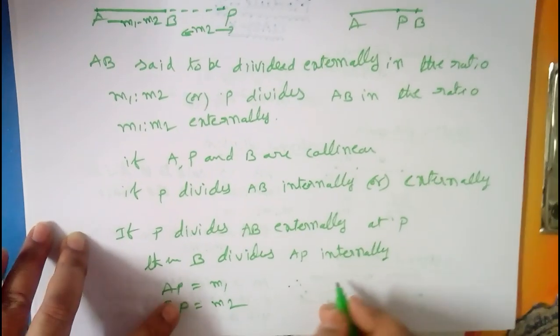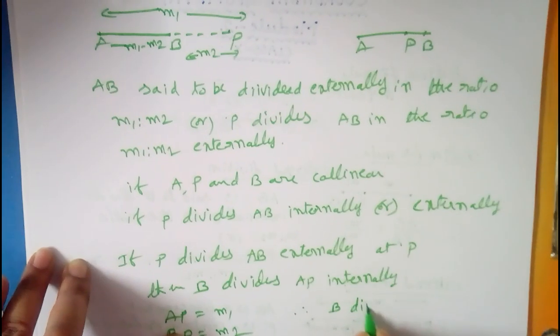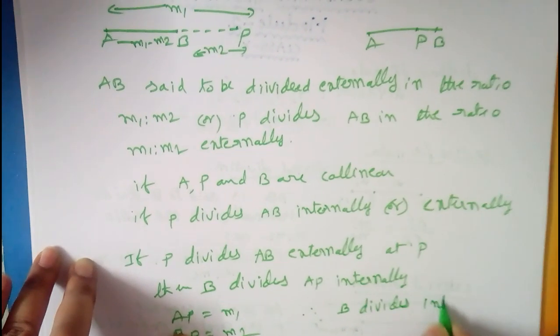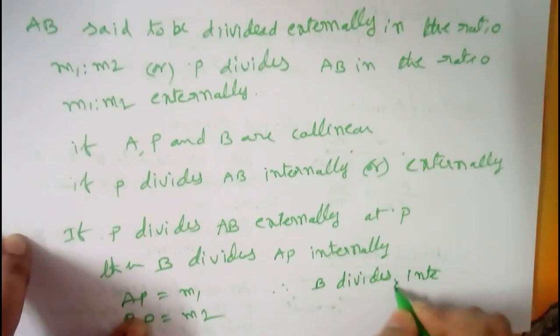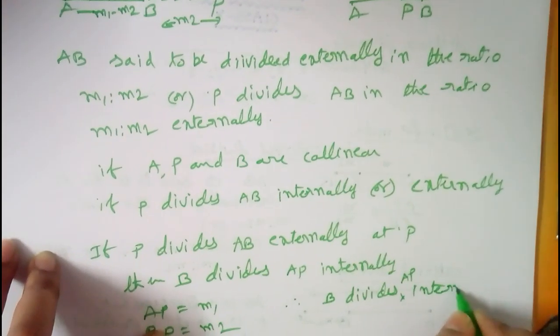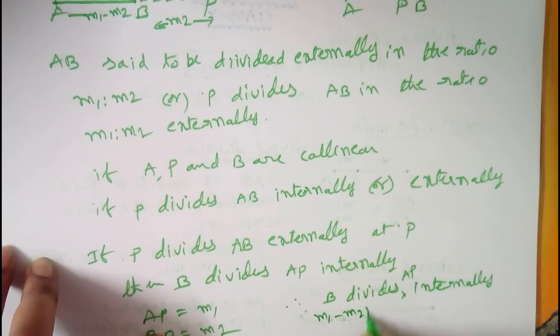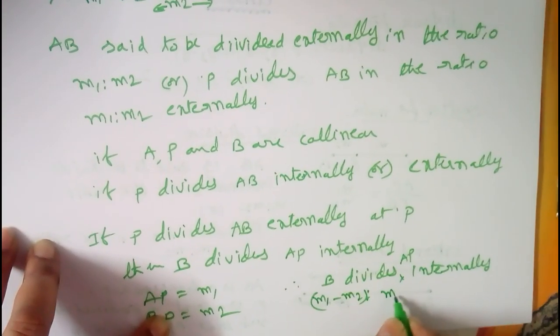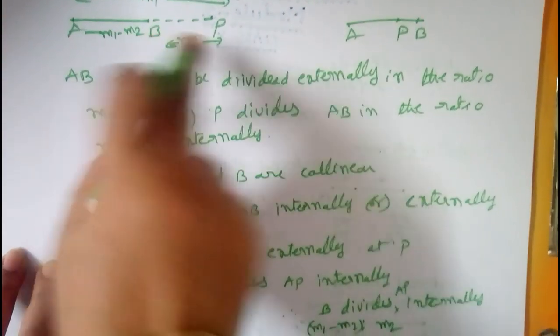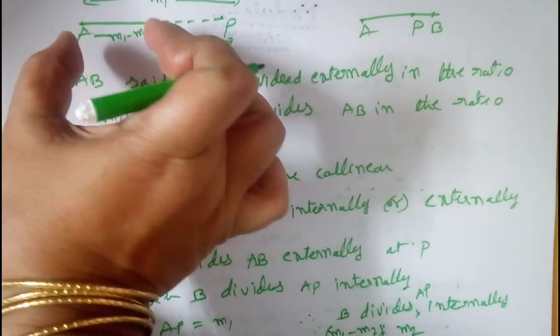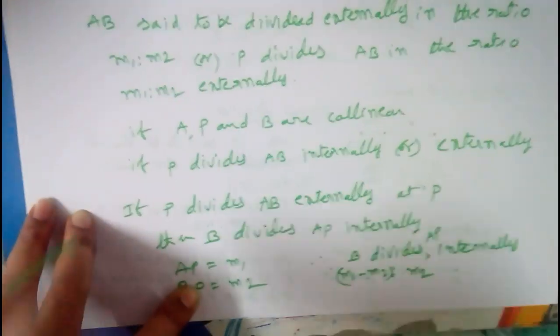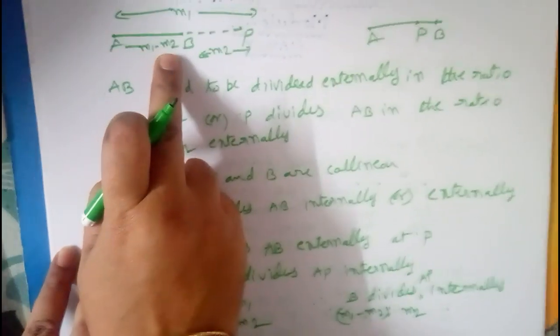So therefore B divides AP internally in the ratio m1 minus m2 is to m2. So AB is to BP is equal to m1 minus m2 is to m2, when P divides AB externally in the ratio m1 is to m2.